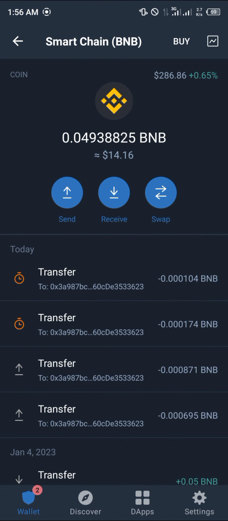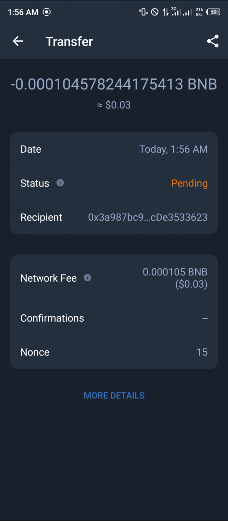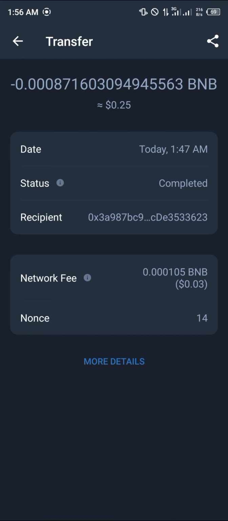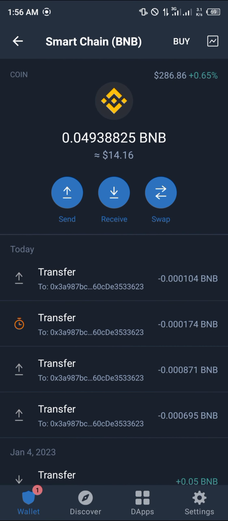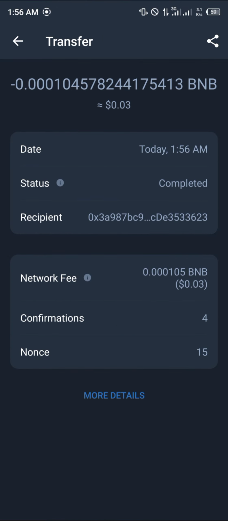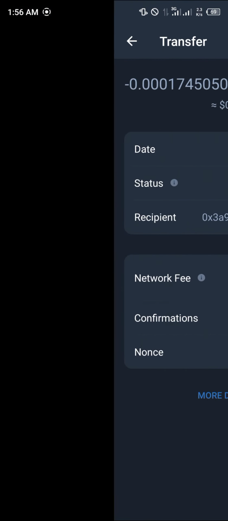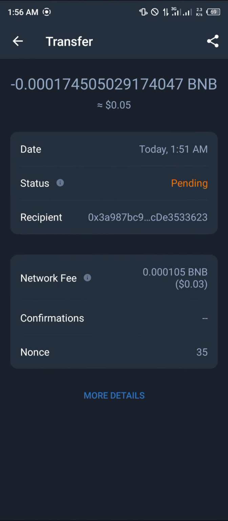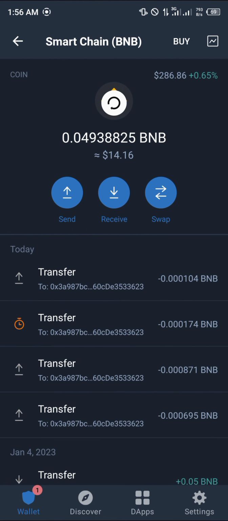Okay, and it's moving through. The nonce is 15. Other transactions were 14, 13. So we're using 15. Okay, and it's done, completed. That's the difference between all of them. This nonce is 35 and the other is 15. If you increase your nonce, it's going to take more time for your crypto to arrive. But if you reduce your nonce, it's going to be faster.